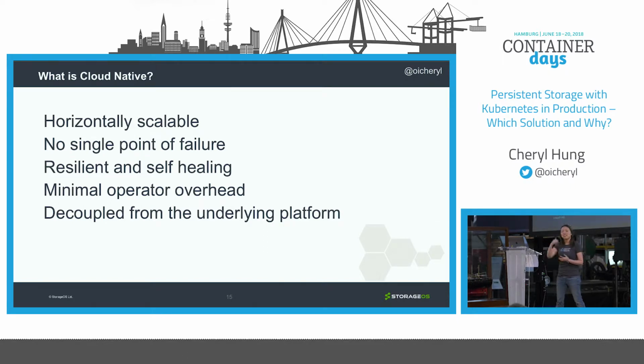Minimal operator overhead. So I said before, everything should be driven as much through APIs and as automated as possible. And then it needs to be decoupled from the underlying platform, which is particularly difficult for storage. You want your storage to work exactly the same way, whether you're running on-prem, in AWS, Google Cloud, Azure, anything.